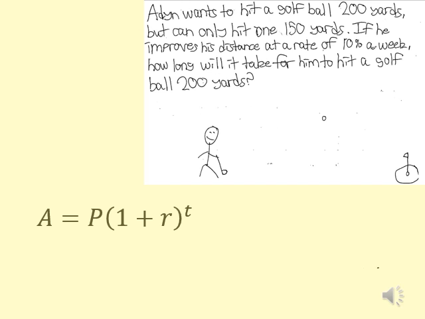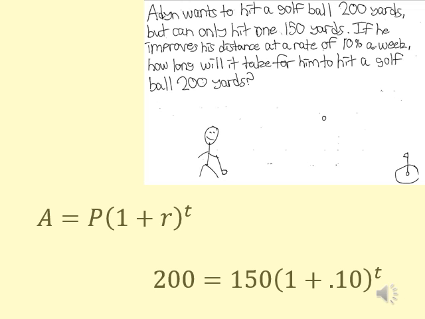Again, here's your formula, so think what goes in what place as you set it up. Again, the first thing in the problem is always what you want at the end, so that's why it's 200 equals 150, what it is now, and then parentheses 1 plus the 10% it's growing by to the t power.